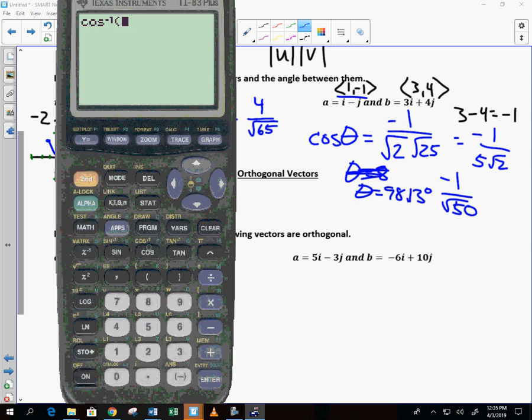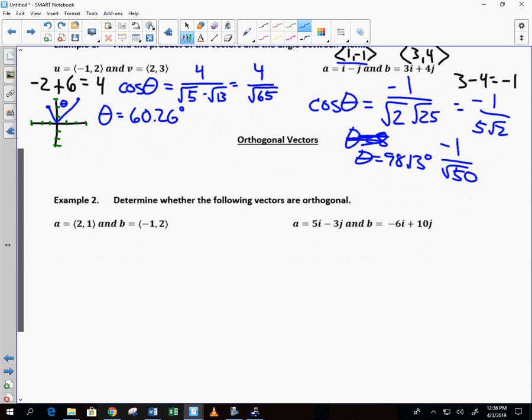If I change that and I go cosine inverse of negative 1 divided by the square root of 50, notice I'm going to get the same thing, that 98.13 degrees. So did I catch anybody making a mistake with typing that in? Okay, that was my goal, so you would pay attention to that in the future. Good job. That was kind of skill number one, and that's the toughest one. You guys can do that? You ready to do an easy one?